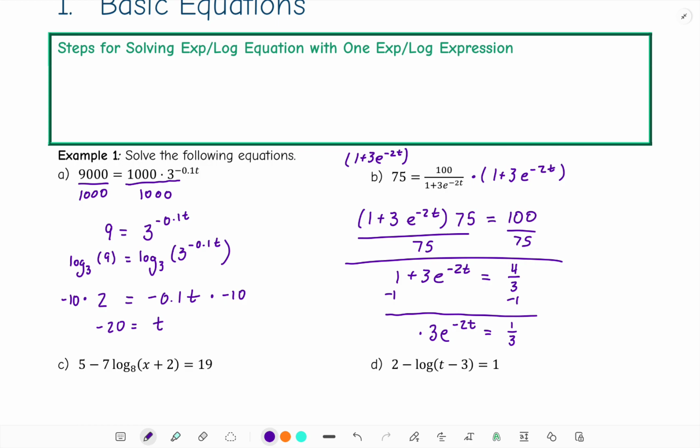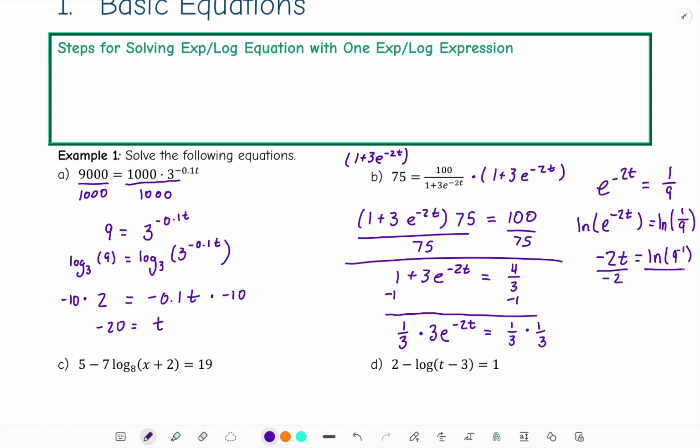Now I want to cancel out that 3. Because I have a fraction on the other side, instead of dividing by 3, I'm going to multiply by 1/3. So we get e^(-2t) equals 1/9. Take the natural log of both sides. Now the reason why I'm using natural log instead of log base 3 like in the last one is because the base of the exponential is e, not 3. So the ln and e cancel out, so we get negative 2t equals, and I can't really calculate what ln of 1/9 is, but that is the same thing as ln of 9 to the negative 1 power.